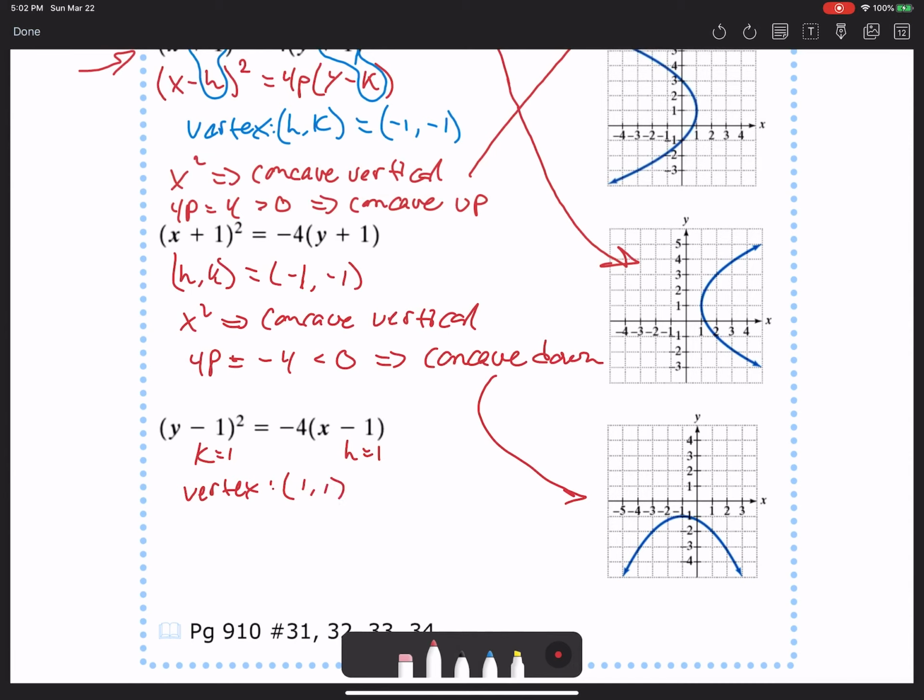It's leading with y squared, so it's going to be concave horizontal. I'm not going to write that down. You can write it down, concave horizontal. And our 4p value is negative 4. So it's going to be opening in the negative horizontal direction, in other words, to the left.